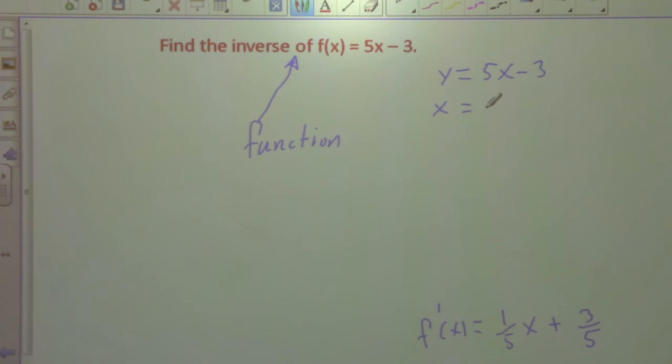So we have x equals 5y minus 3, and I added 3. So you get 5y is equal to x plus 3, and I divided by 5. So you get y equals 1/5 x plus 3/5, is that right? And then we have our last step down here. Any comments on these?